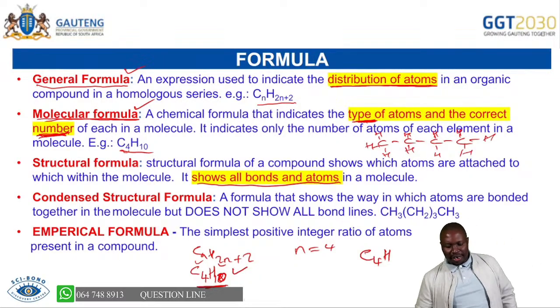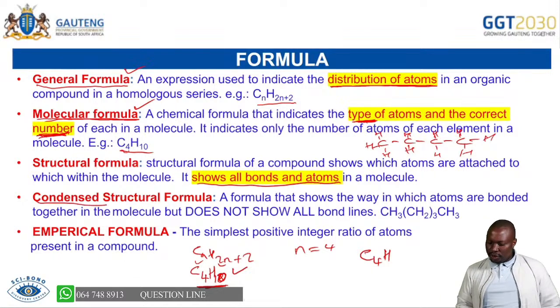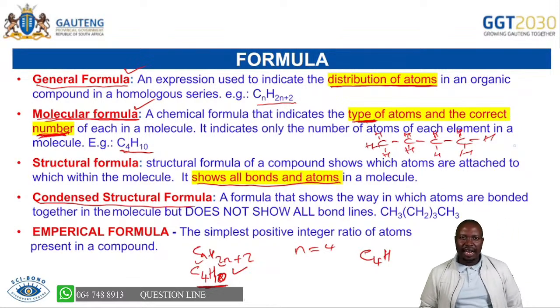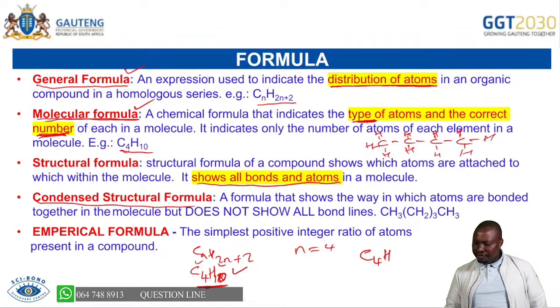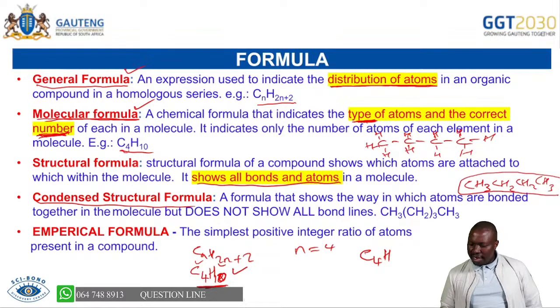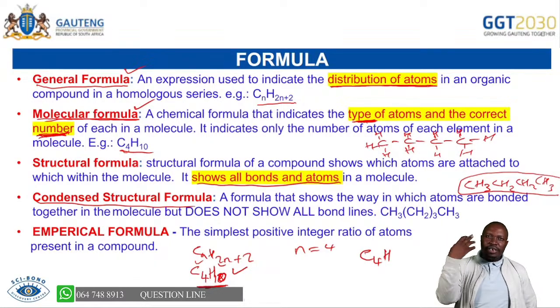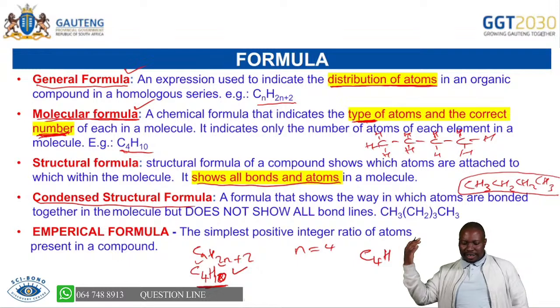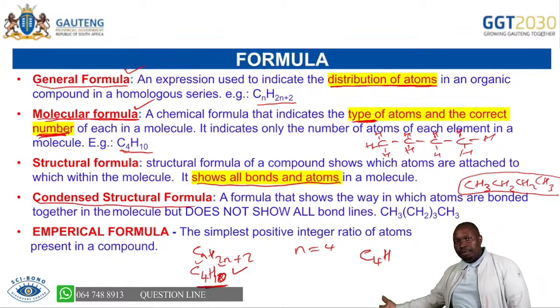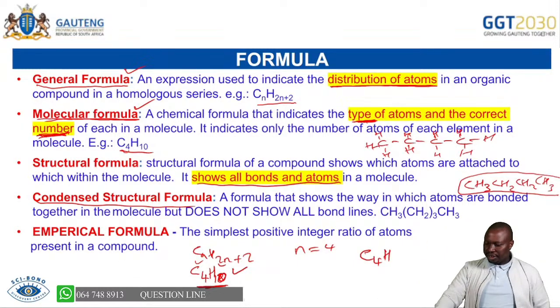And then we have what is referred to as the condensed structural formula. You are just condensing the structural formula in essence. What do we have here? We have CH3. So as a condensed structural formula, I will say CH3. In the second carbon, we have CH2. So I'll say CH2, another CH2, another CH3. So you can see we are able to move from general formula to molecular formula to structural formula. From structural formula, you are able to move to condensed structural formula.